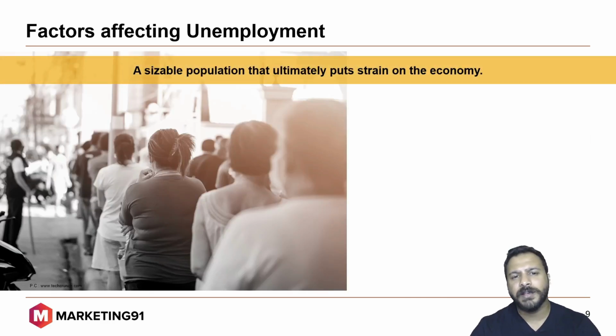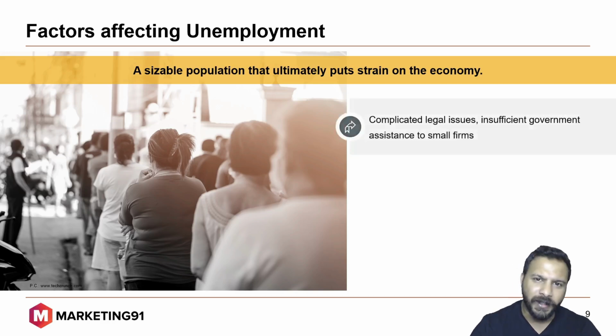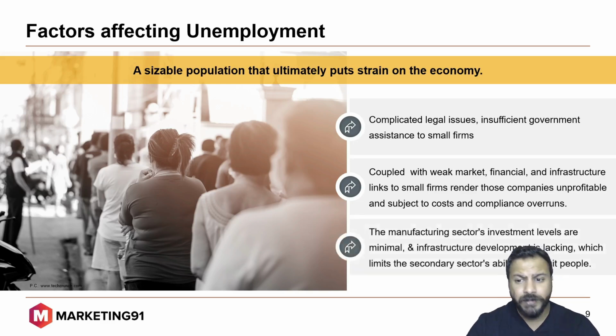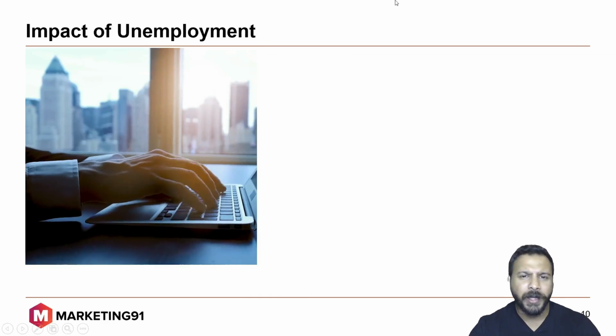Moving on to factors affecting unemployment, the first being the sizable population that puts a strain on the economy. Moving further, complicated legal issues, insufficient government assistance to small firms, coupled with weak market, financial and infrastructure links to smaller firms, render those companies unprofitable and subject to cost and compliance overruns, which leads to unemployment. The manufacturing sector's investment levels are minimal and infrastructure development is lacking, which limits the secondary sector's ability to recruit more people.